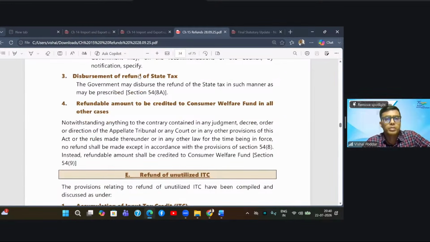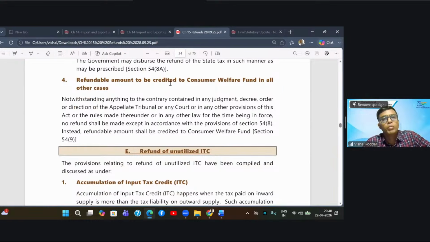Now, disbursement of refund of state tax. So the answer is the government may disburse the refund of state tax in such manner as may be prescribed. Refundable amount to be credited to the consumer welfare fund in all other cases. So in all the cases except the above, where refund is not allowable to you, it will go to the consumer welfare fund.